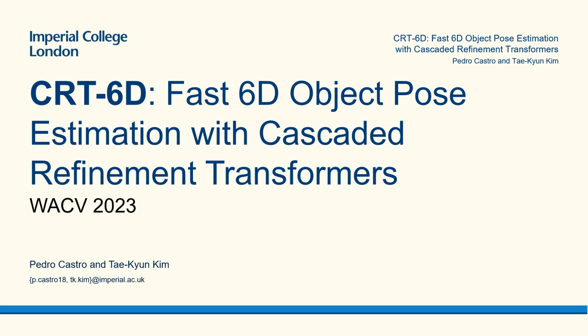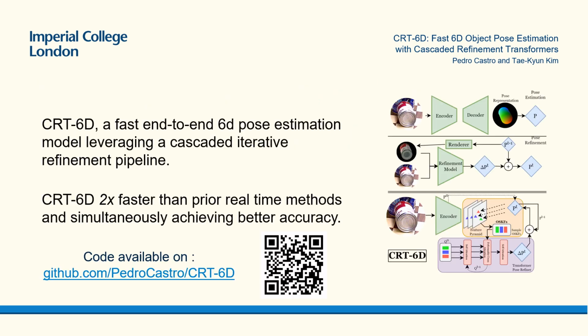We are presenting CRT6D, fast 6D object pose estimation with cascaded refinement transformers, a work by Pedro Castro and Tae-Kyun Kim at Imperial College London. We introduce a novel 6D object pose estimation method using a hybrid pipeline combining pose estimation and pose refinement in a single model. Our method achieves state-of-the-art performance when compared to real-time object pose estimation methods, while being almost 2 times faster than its contemporaries.